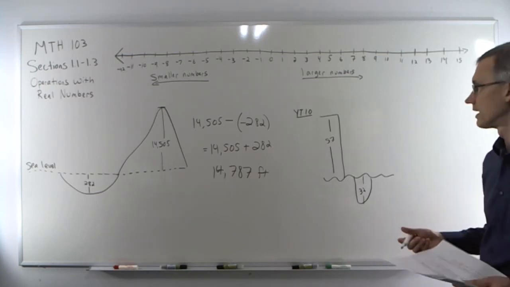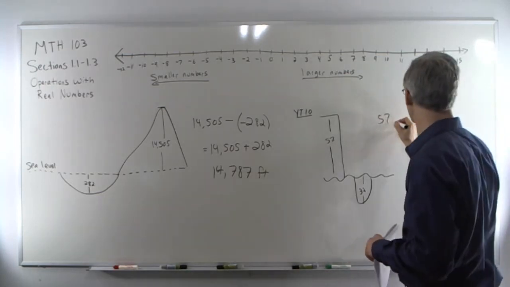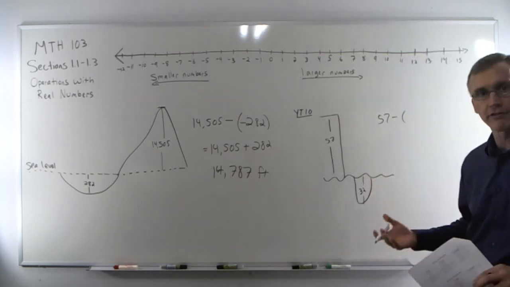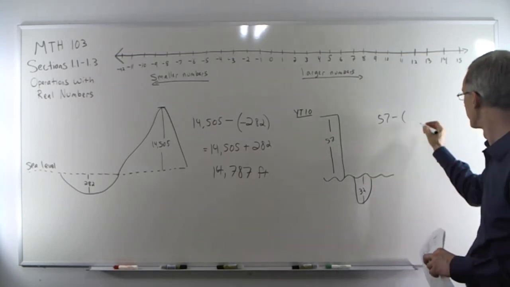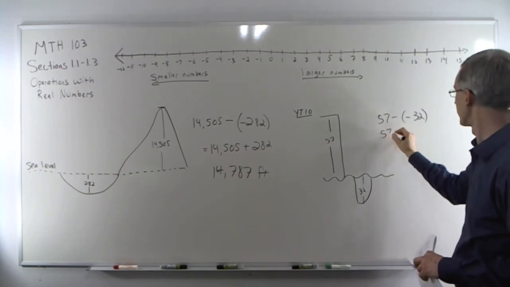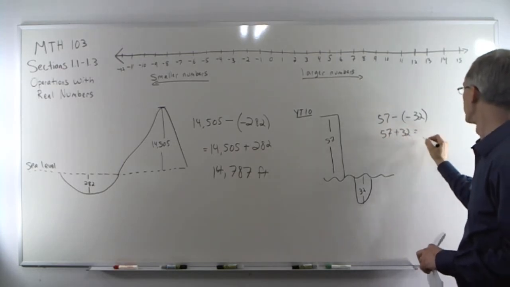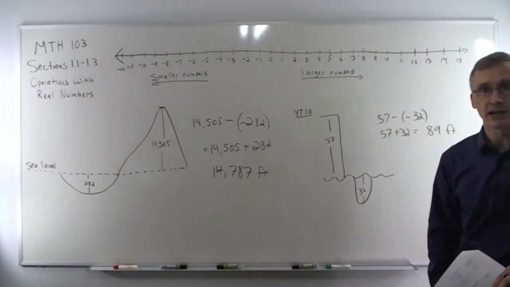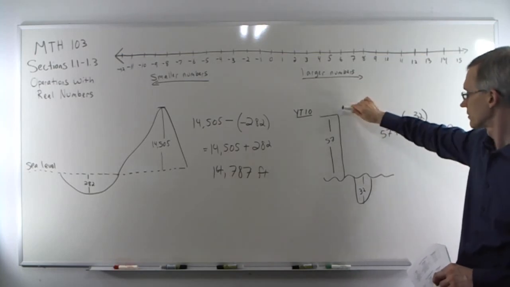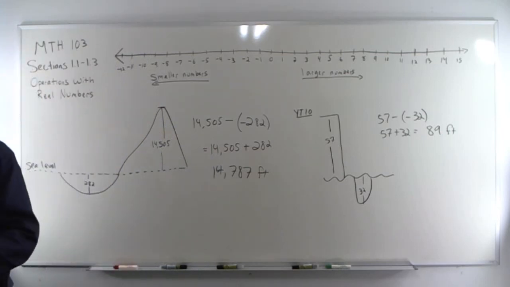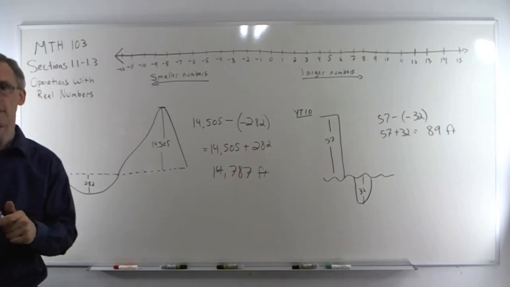So difference, again, indicates subtraction. So we're going to do 57 minus, and 32 feet is below the water, so that's actually negative 32 feet if you compare it with sea level. So we do 57 minus negative 32, which is 57 plus 32. That gives us 89 feet. So 89 feet is the difference in elevation from the starting point to the lowest point below the water. And just make sure you include the units in any answers for word problems.